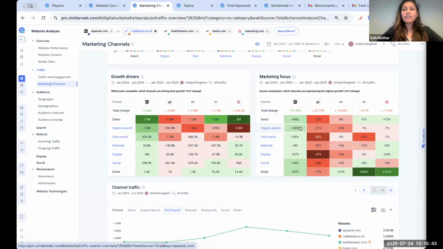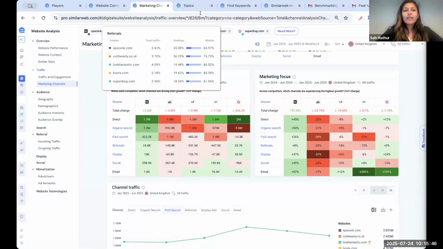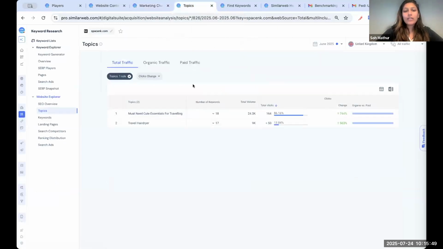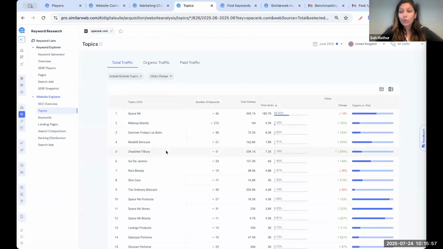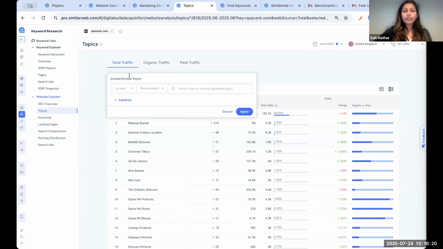Now, what are they typing in that's leading that traffic to Space NK, right? The next question is to then look at the topics report. The topics report basically tells you all the different topics that people search for that ultimately bring that traffic back to Space NK. You can see that it's mainly the branded term, which is Space NK, obviously, but there's also skincare, makeup brands, Rare Beauty, specific beauty brands being searched for as well. But talking about that category of travel accessories, what we can do is narrow this down further to include anything related to travel.